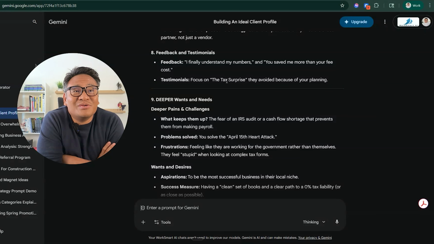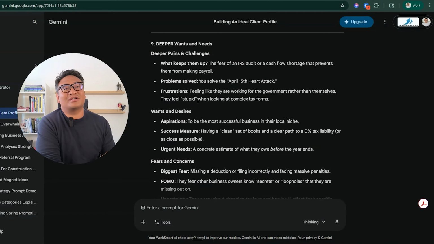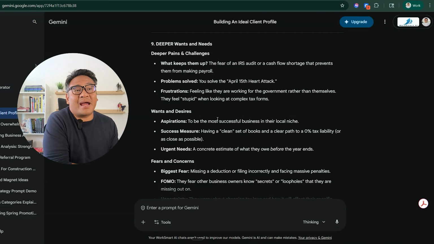Problem solved: you solve the April 15th heart attack. Frustration: feeling like they're working for the government rather than themselves. They feel stupid when looking at complex tax forms. I definitely feel that. Wants and desires: aspirations to be the most successful business in their local niche. Success measure: having a clean set of books and a clear path to a 0% tax liability, or as close as possible. Urgent need: a concrete estimate of what they owe before the year ends.